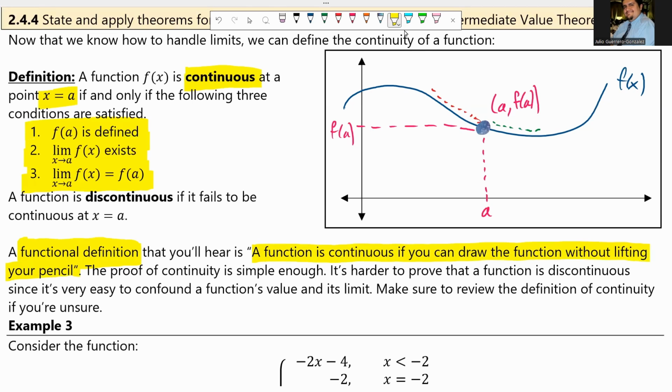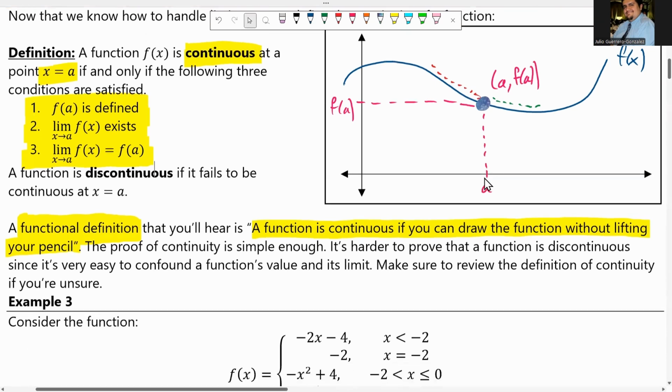The actual bona fide mathematical proof for continuity is much harder than this, so for now, this is what we're going to be using. However, I will have you all practice this: if something is continuous, all three of these are satisfied, and if something is discontinuous, one of these three things is not satisfied.